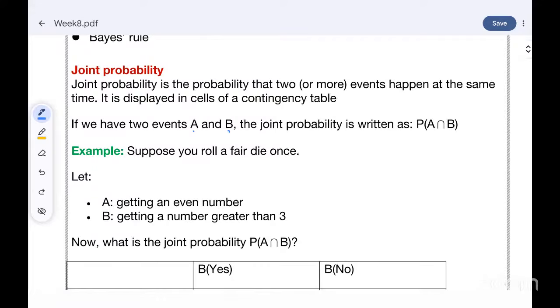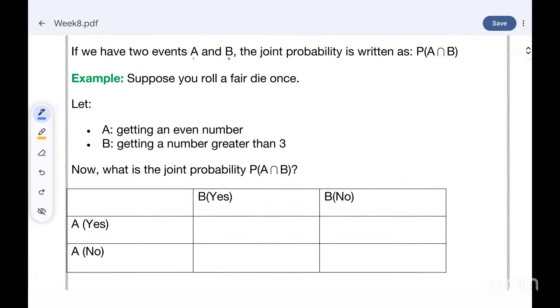To understand what joint probability is, let us look at an example. Suppose you roll a fair die once. Let A be the event of getting an even number and B be the event of getting a number greater than 3. Now what is the joint probability P of A intersection B? You can do this without a contingency table also, but here specifically I am doing it with a contingency table so that you can relate to the next example. So how can you do this without a contingency table?